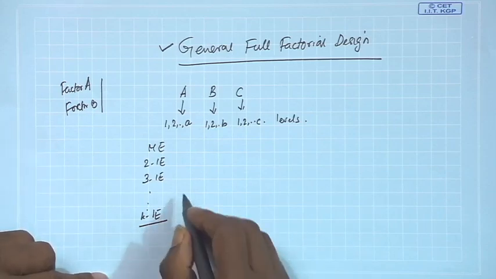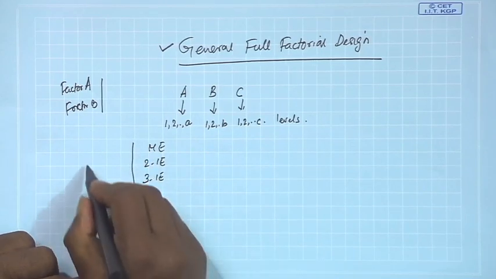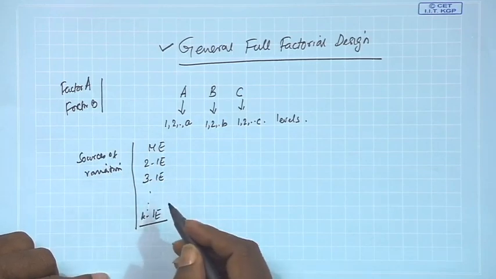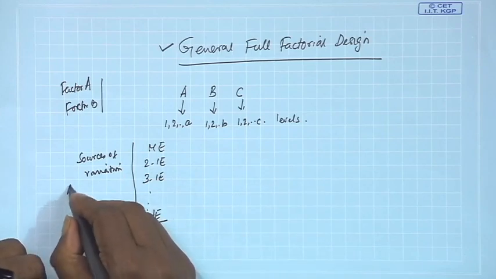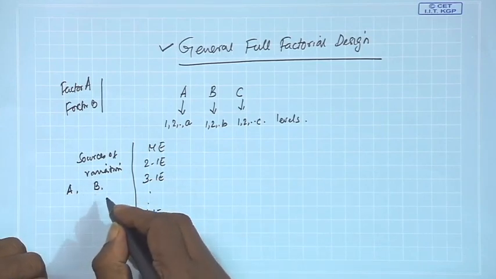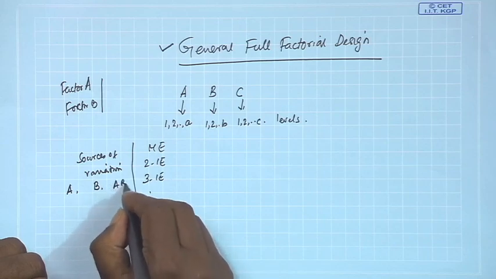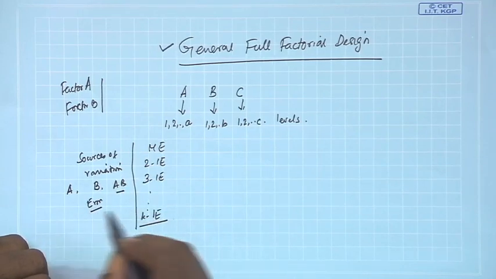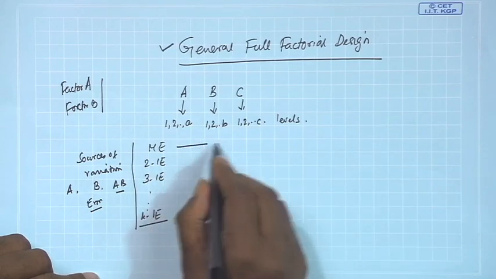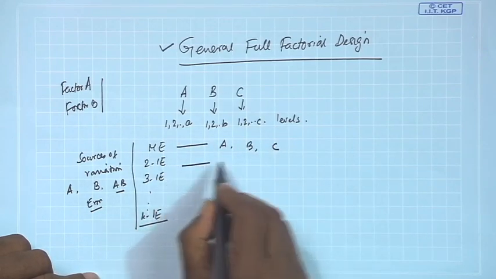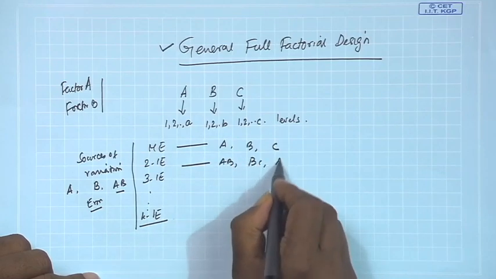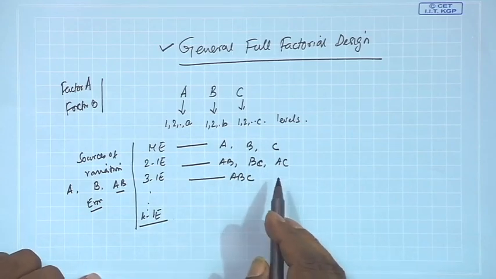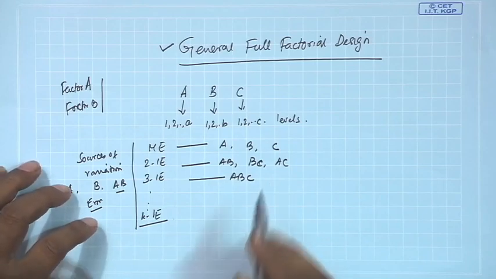This is the result of an increase in sources of variation. When we have two factors, we have the sources A, B, their interaction AB, and error. When we have three factors, we have A, B, C, AB, BC, AC, ABC. These are the sources of variability: three factors, their two-way interactions and the three-way interaction.